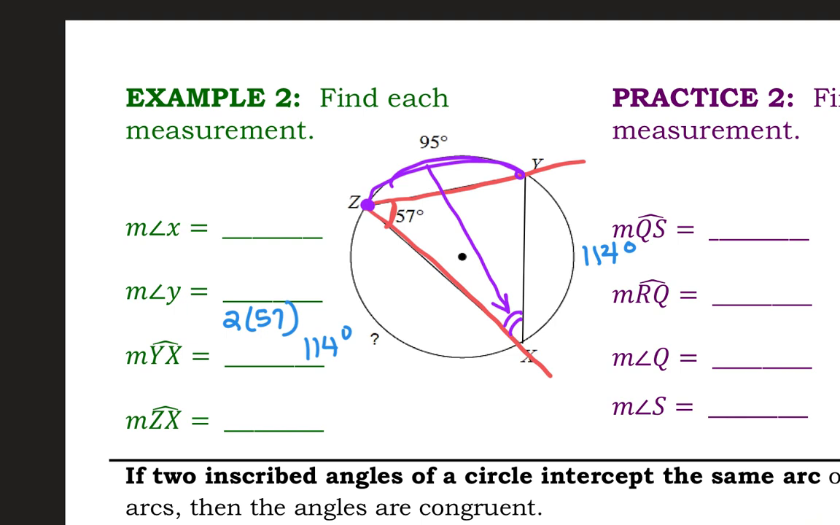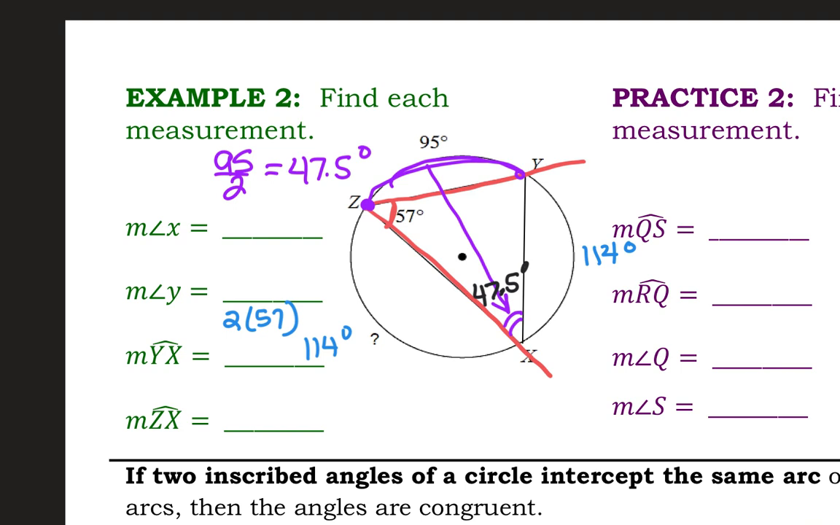So what should I do to the 95? Divide it by 2. Good. So to find angle X, we're going to do 95 divided by 2. And that's 47.5 degrees. So I'm going to write 47.5 in there. 47.5 degrees. All right. So now we just have to find 2 more things. Do y'all want to find the arc or the last angle? The last angle. All right.